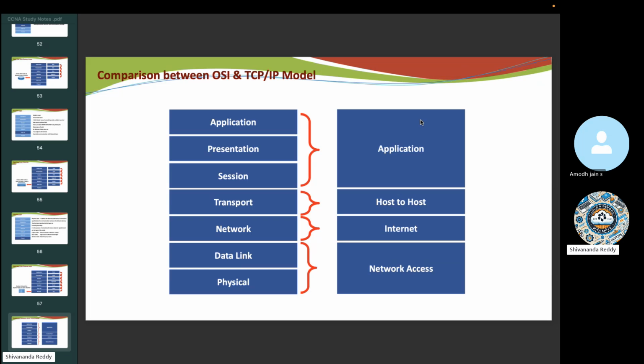The transport layer is called host to host. Application, presentation, and session, all three are combined as application. Then a lot of layers will be saved, a lot of time will be saved, and a lot of code will be saved. Got it?